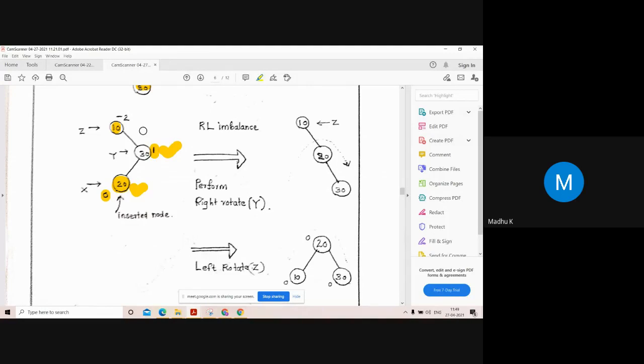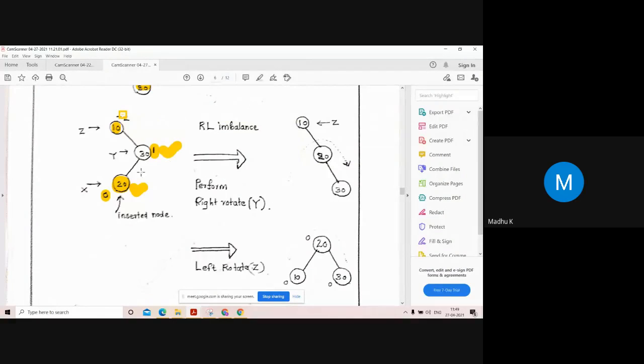Actually, what is the balance factor of this node? I wrote it is -2. Actually, it is not -2. What is the balance factor here? The height of the left subtree is 0, minus, what is the height of the right subtree? Okay, 2. Okay, 0 minus 2. Yes, it's -2. So the balance factor of this node is -2.